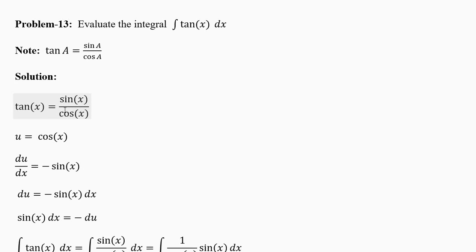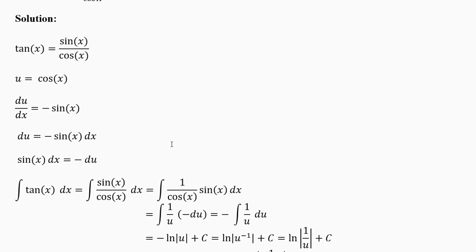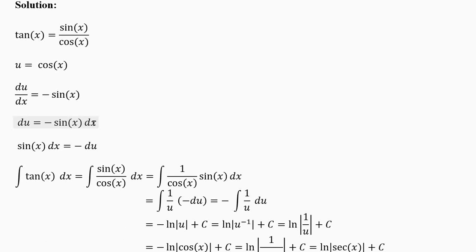Now your main function f is 1 over cosine, and the derivative of cosine is minus sine here. So put u equal to cosine x, du by dx equal to minus sine x, du equal to minus sine x dx. So you have a function and the derivative with it. So sine x dx equal to minus du. Please do this very carefully.